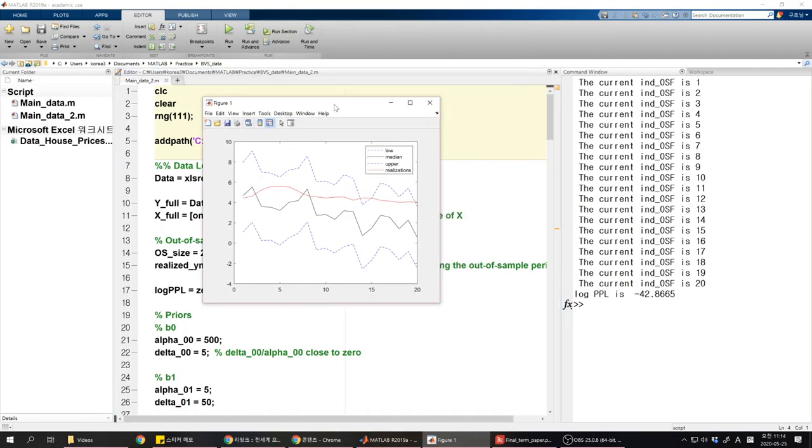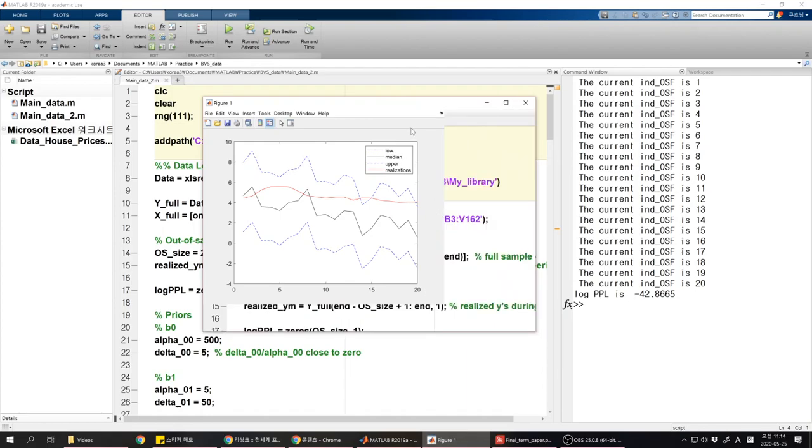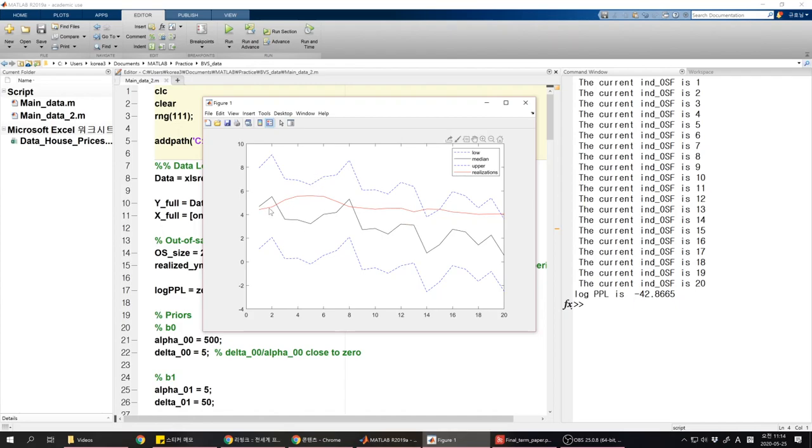Okay, so here again, here is a typo. This must be lower. I'm going to change it in a minute. Anyway, this red line is the realizations, and the black line is the posterior median or posterior mean. Actually, they're almost symmetric, so we can say this is just the posterior mean of the one month ahead house price growth rate. And these blue lines are 90% credibility intervals, or confidence intervals, right? This may look good or fine, but you may not be happy enough, and I'm going to show you how to improve this.